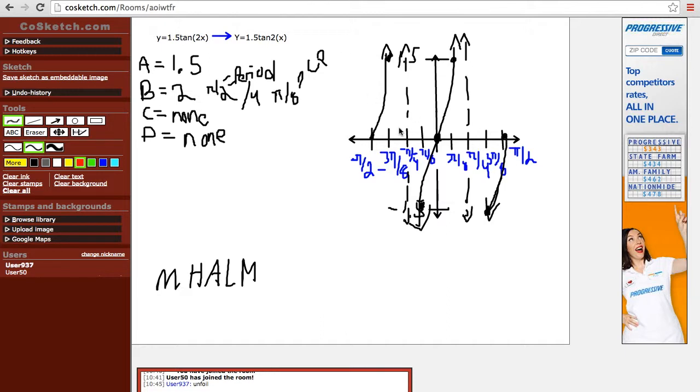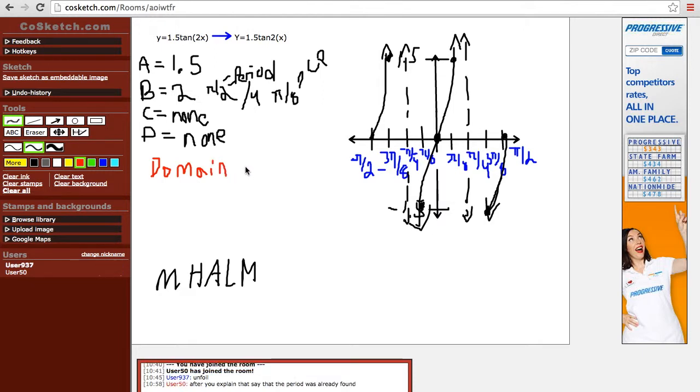Then you're going to go to the opposite side and finish graphing. So it's going to be negative pi. It's going to be low on negative pi over 8, asymptote on negative pi over 4, then high on negative 3 pi over 8, and middle on negative pi over 2. After you graph the asymptotes, you're done with graphing.